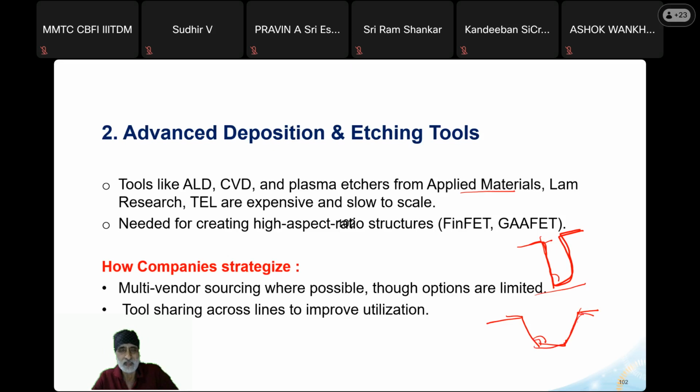And the companies strategize by multi-vendor sourcing, and there also the companies are few: Applied Materials, Lam, and TEL, Tokyo Electron Limited. In each particular process, the tool which is used is made by only one or two, or at the most three companies. So they have a monopoly in this.